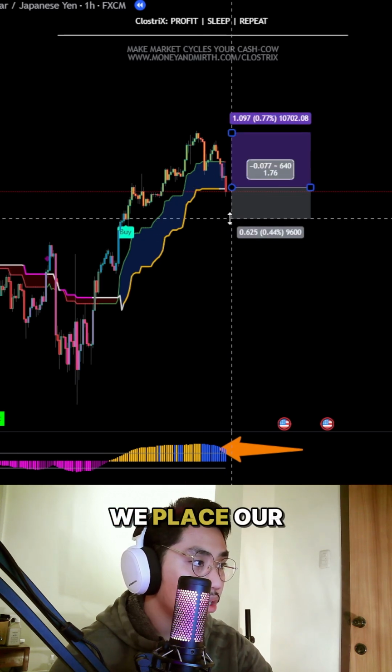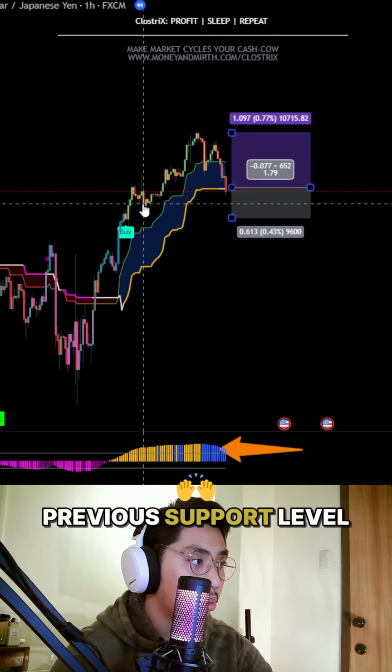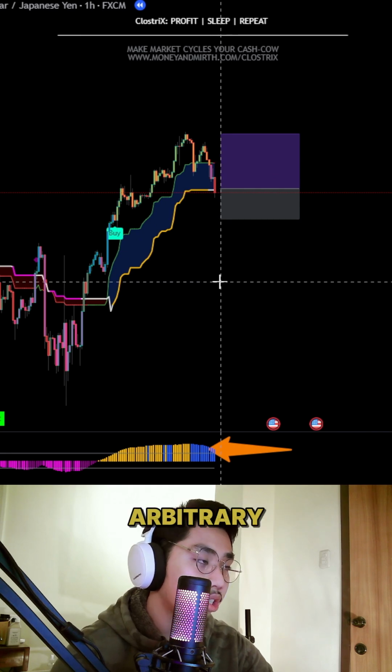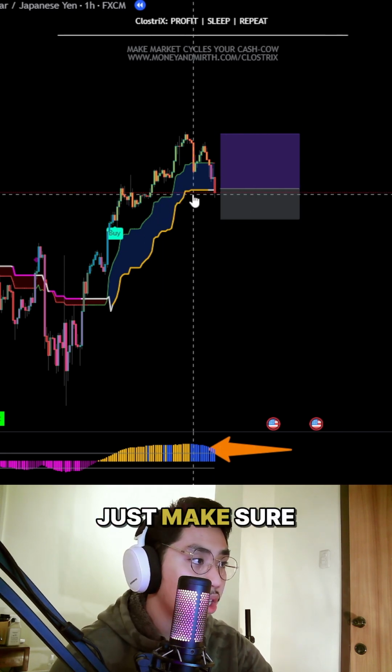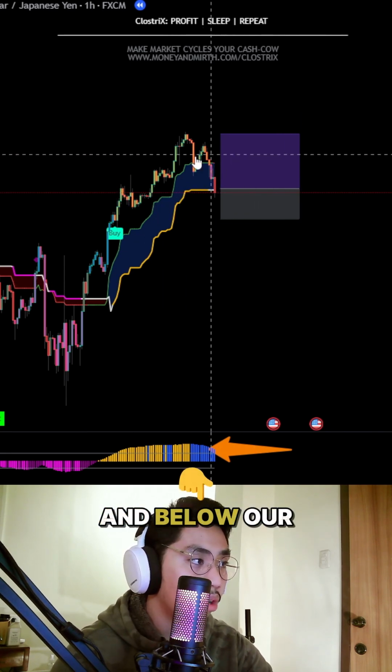For stop loss, we place our stop loss just below this previous support level here. Now stop loss is a bit arbitrary. You can use whatever level you want. Just make sure that it's under the strong level and below our interest zone.